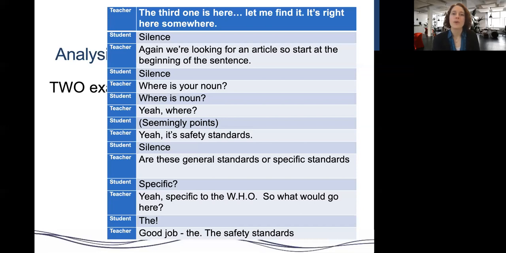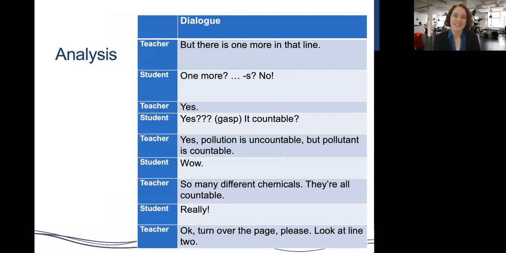Silence. So we give a multiple choice question. Is it A or is it B? And the student is now able to draw on this. These were terms that were used in the teaching of the grammatical feature. When we were studying, is it general things or specific things? And the student says, so this is a specific thing. Yep, specific to the WHO. And the student then correctly identifies that they need the. This was the most common type of interaction, very common in this study.